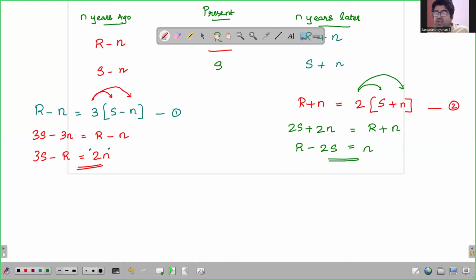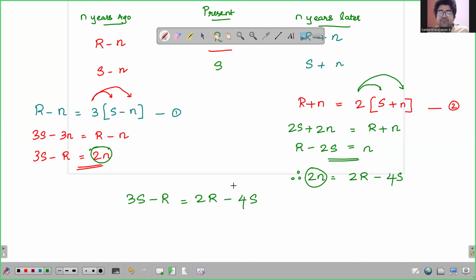So what is 2n here? I can say 2n will be nothing but 2R minus 4s, right? Can I not substitute that value for this 2n over here? That gets me 3s minus R, which is equal to 2R minus 4s. I can take this to the left hand side, take this R to the right hand side, just shuffle this.